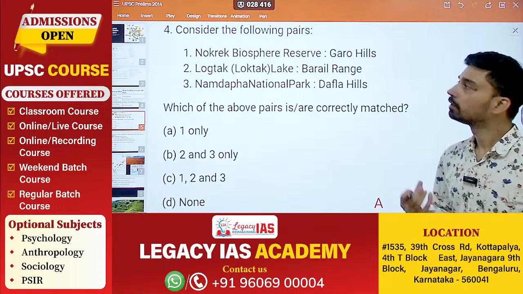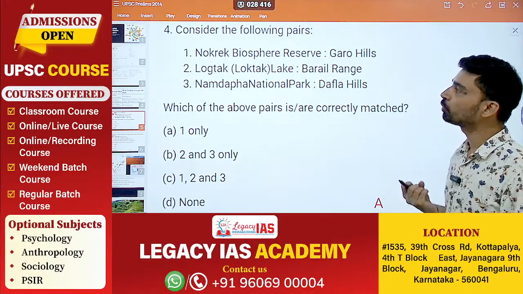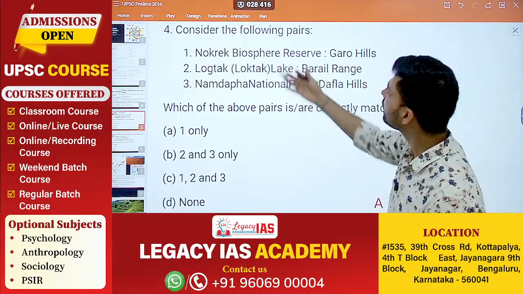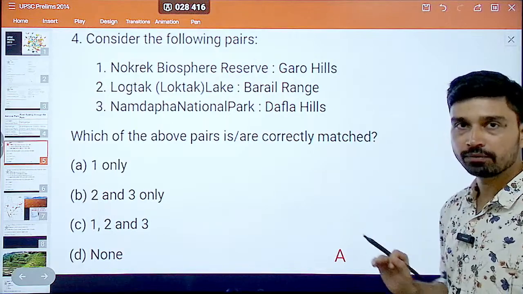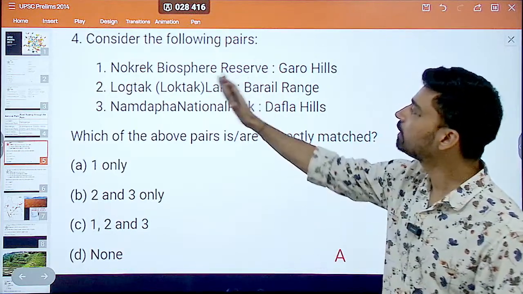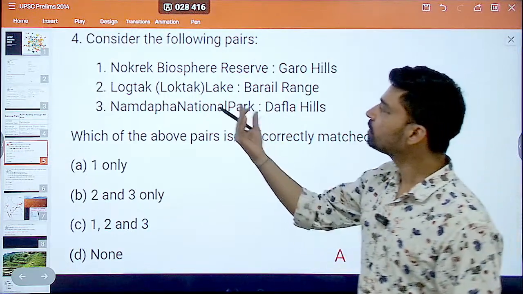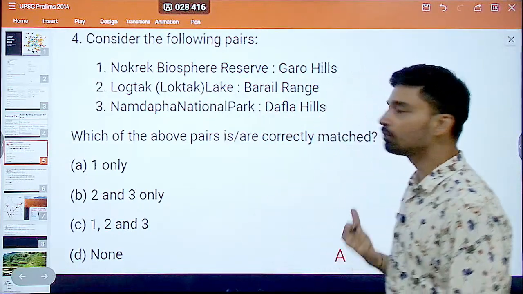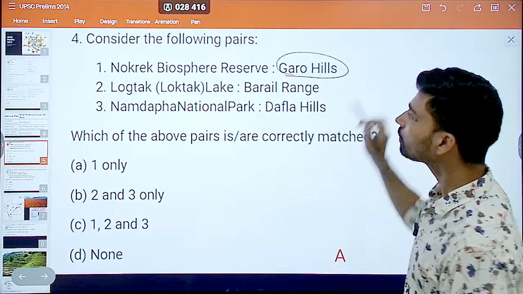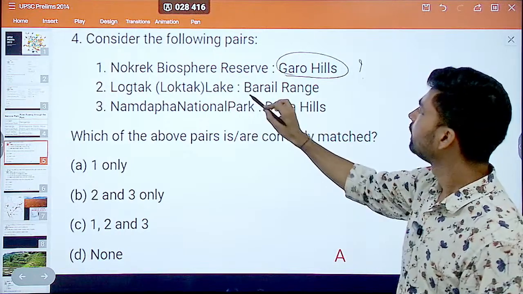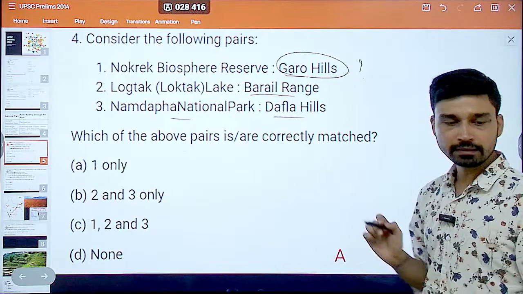The third question is again a kind of match the following or pair based question, where you have three different geographical areas and three different ranges given, and you have to find out whether these regions are located in these hills or not. Here the question is asked about Nokrek Biosphere Reserve, whether this biosphere reserve is situated in Garo Hills. Then second is Loktak Lake in Barail range, and third is Namdapha National Park in the Dafla Hills.